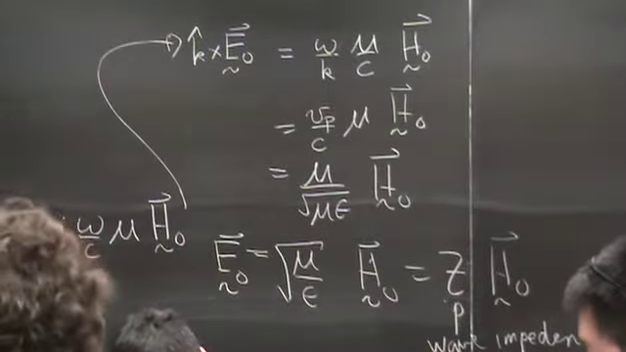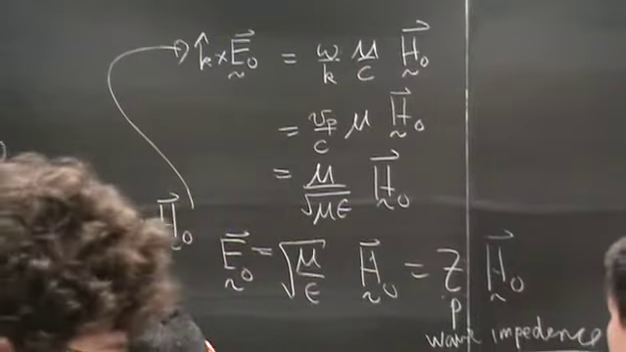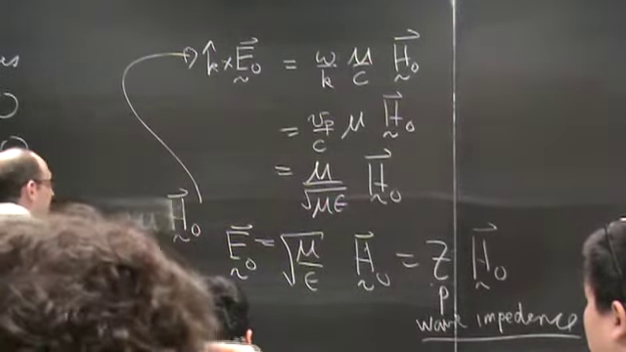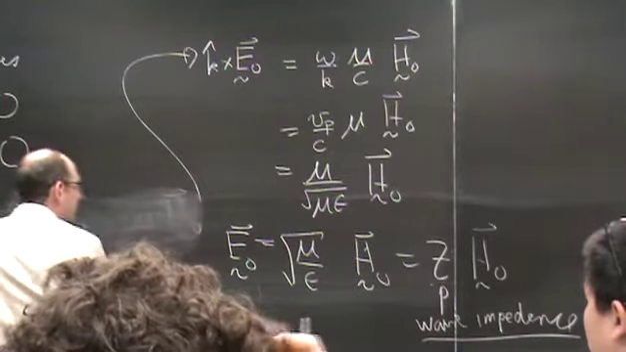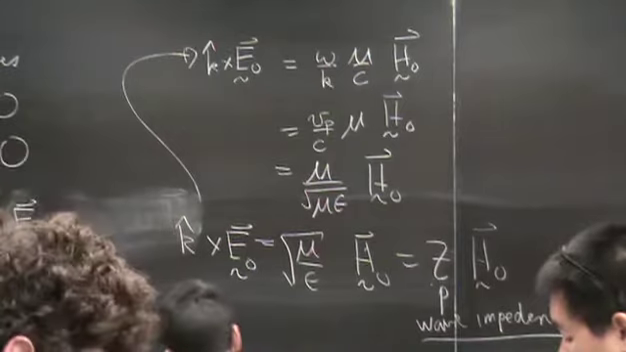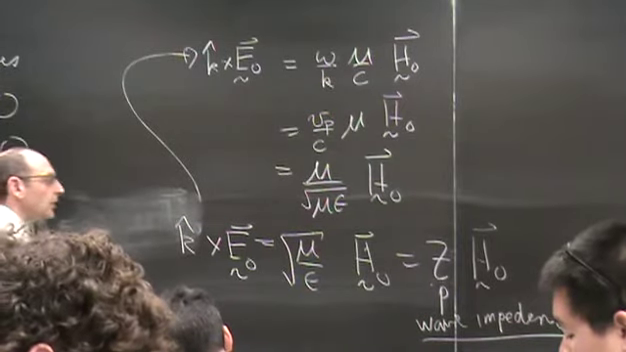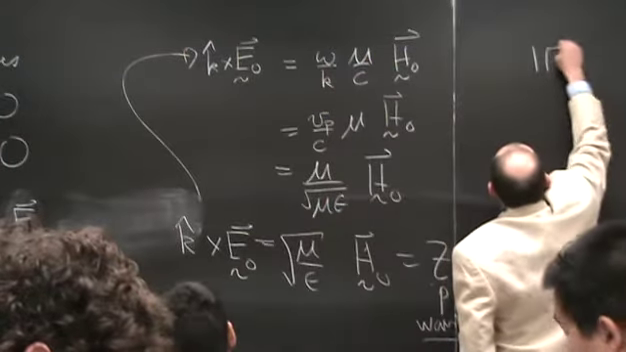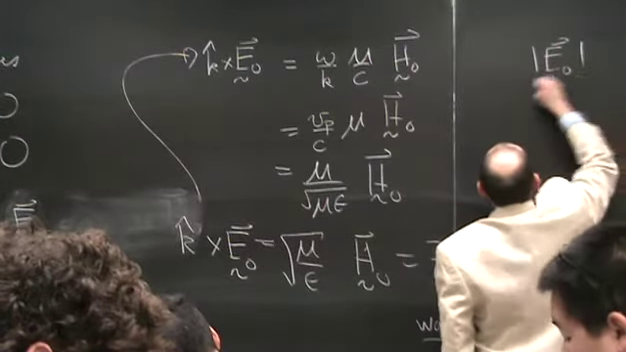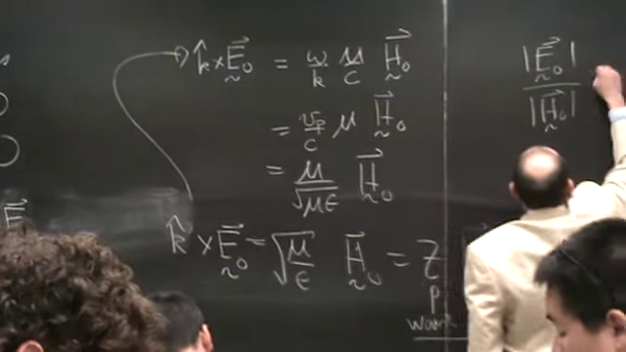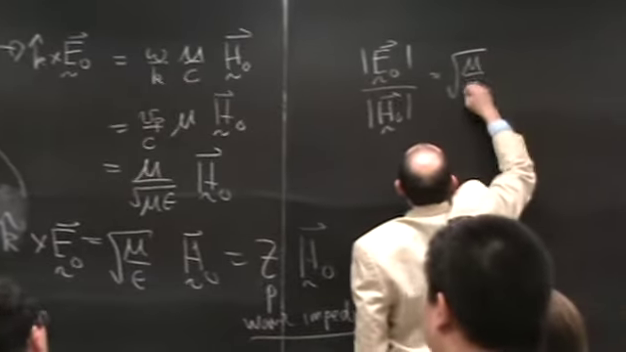Yeah. I think we need the k cross bit at the front of it. Yes, thank you. Sorry. That's the magnitude, but the direction is, as you said, k hat cross that. Okay? So the magnitude of E0 divided by the magnitude of H0 is the square root of mu over epsilon.